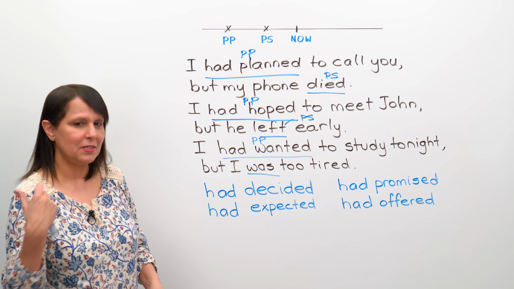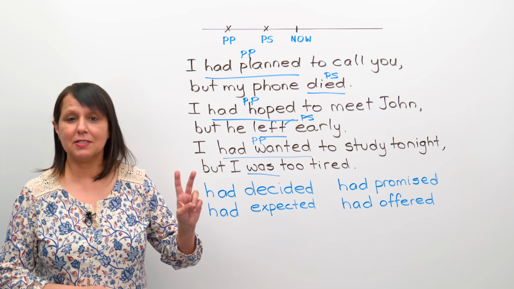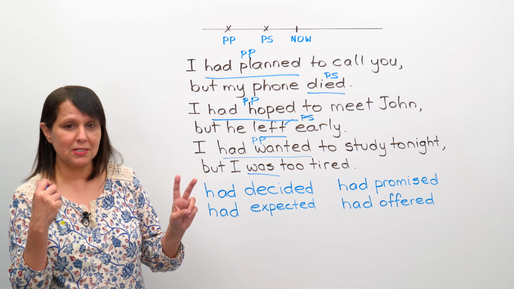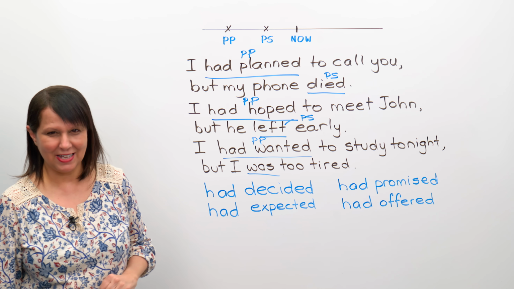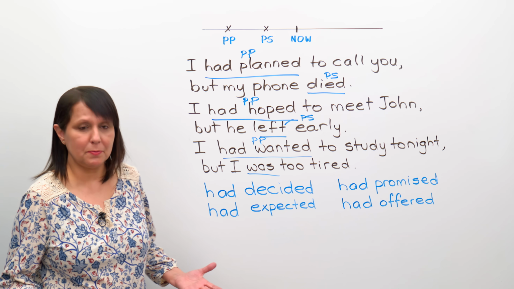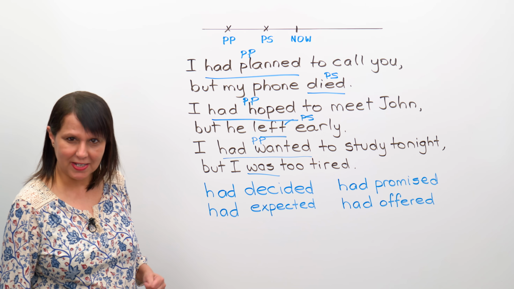Well, it's to show that two things happened. One happened first, and then another one happened. And all of them happened in the past. Let's look at some other verbs that we could use in the same way.